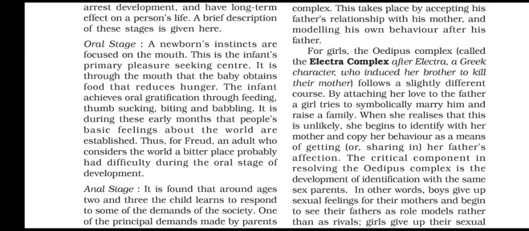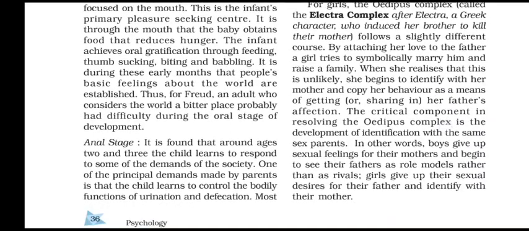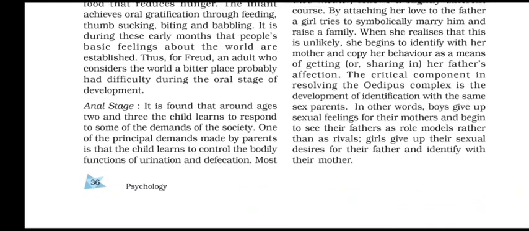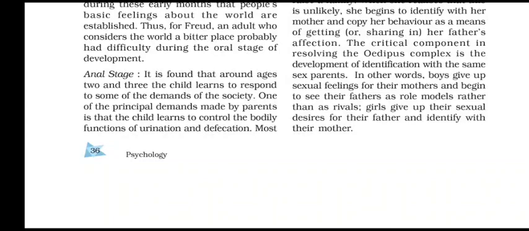For girls, the Oedipus complex follows a slightly different course. By attaching her love to the father, a girl tries to symbolically marry him and raise a family. When she realizes that this is unlikely, she begins to identify with her mother and copy her behavior as a means of getting her father's affection. The critical component in resolving the Oedipus complex is the development of identification with the same-sex parent. In other words, boys give up sexual feelings for their mothers and begin to see their fathers as role models rather than rivals. Girls give up their sexual desires for the father and identify with their mother.